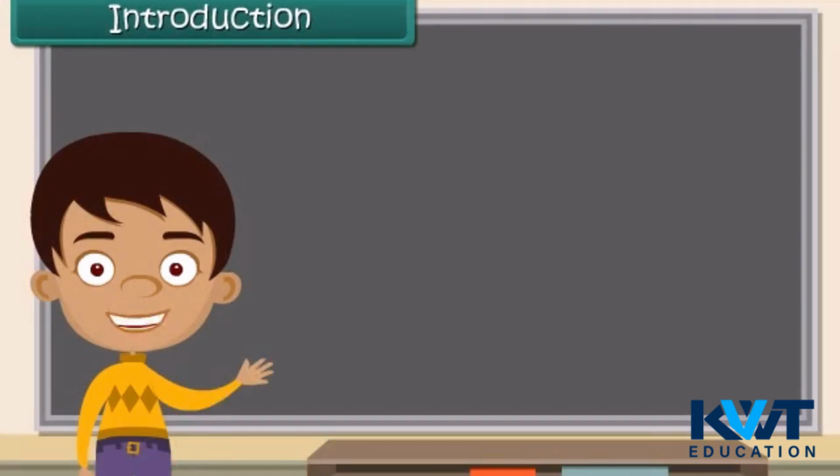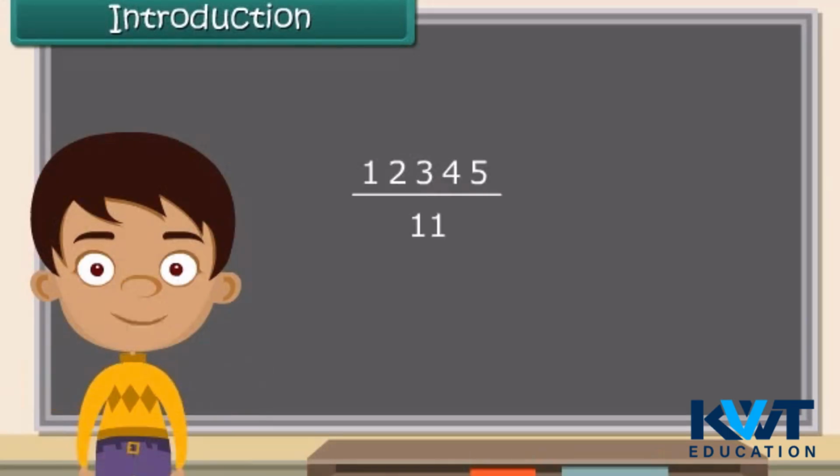Your friend challenges you to find if the number 12,345 is divisible by 11 in less than 30 seconds. Is it possible to divide 12,345 by 11 and check? No. That will take longer than 30 seconds.